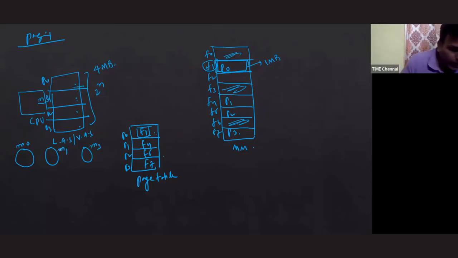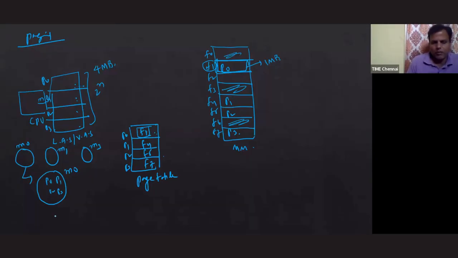Now, sir, please tell me, if you have three processes inside the main memory, is the CPU executing all these three processes at the same time? Answer is no. It is selecting one process at a time. Let's assume it has selected M0. But we know the process is already divided into pages, so it has page 0, page 1, page 2, page 3.